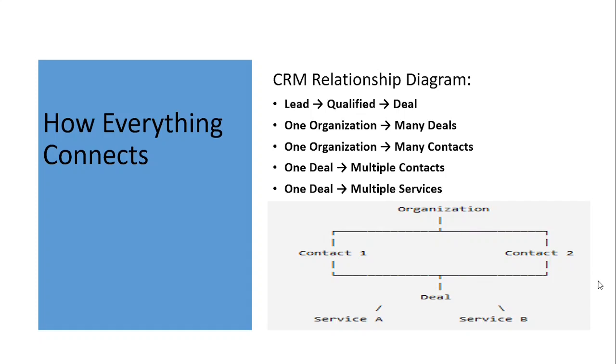By connecting all these records, your team always has a complete picture of the customer. Anyone can quickly see which company they're working with, who the decision makers are, which services have been discussed, and what the next action is. This connected structure eliminates duplicate information and makes collaboration much easier.